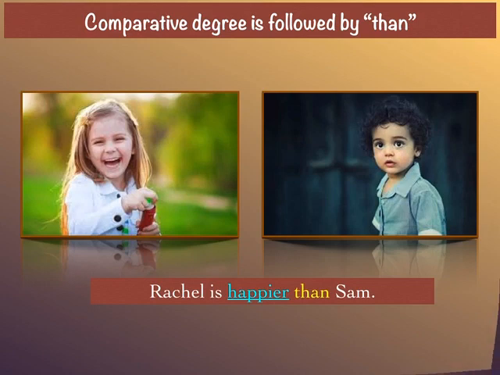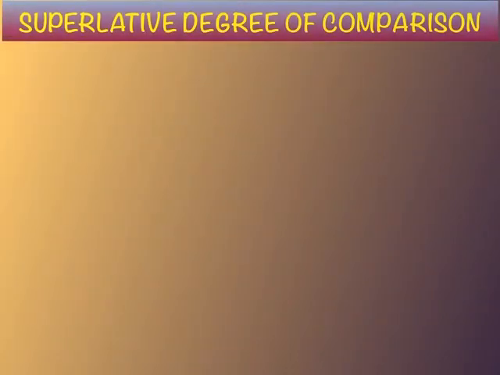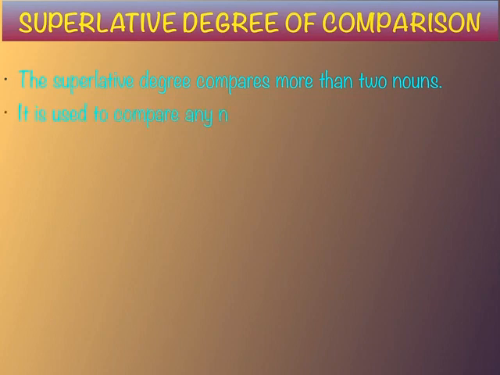Now let's see the third degree of comparison, that is superlative degree of comparison. The superlative degree compares more than two nouns. So this degree of comparison is used to compare more than two nouns, that is more than two persons or things. It is used to compare any number of nouns more than two. It means that superlative degree is used for comparing things which are more than two, be it 5, 10, 15, 100, 1000.